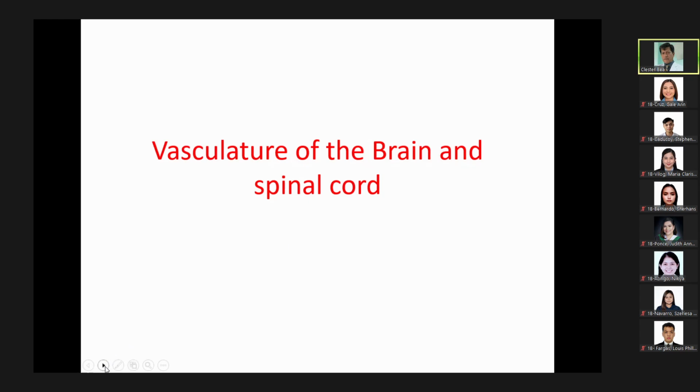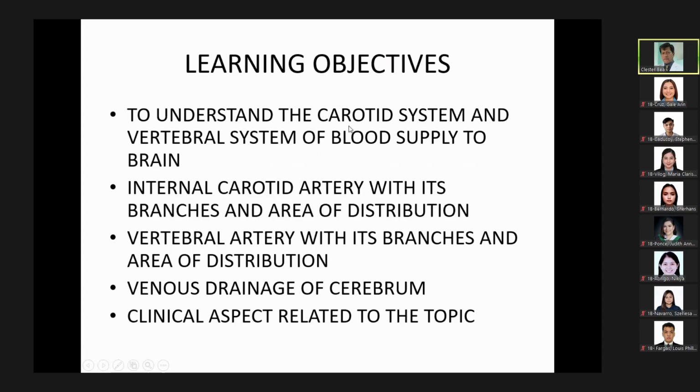Okay, so let's go first with the vasculature. So we try to understand what the carotid system and the vertebral system of vessels are, and how the branches of these two systems provide blood supply to the brain as well as the spinal cord. Okay. Needless to say, we will study the branches, of course, of the internal carotid artery as well as the intracranial branches of your vertebral artery. We will go also into the venous drainage of the CNS, not only the cerebrum but also the spinal cord, and some clinical aspects related to the blood supply of the brain and the spinal cord.